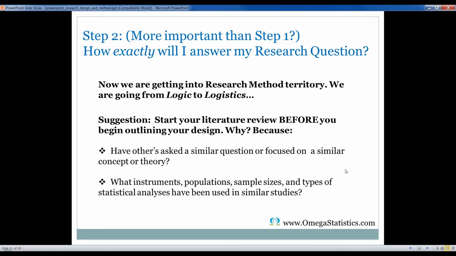Step two, which might be more important than step one, and now we're going to start going into our methods territory. Remember, I said we're going to kind of slide into it. So now we have our research question, and we're going to go from our logic into our logistics. My suggestion would be to start your literature review before you begin outlining your design. Why? Because you don't want to do something that other people have done over and over again. Now, typically you don't.